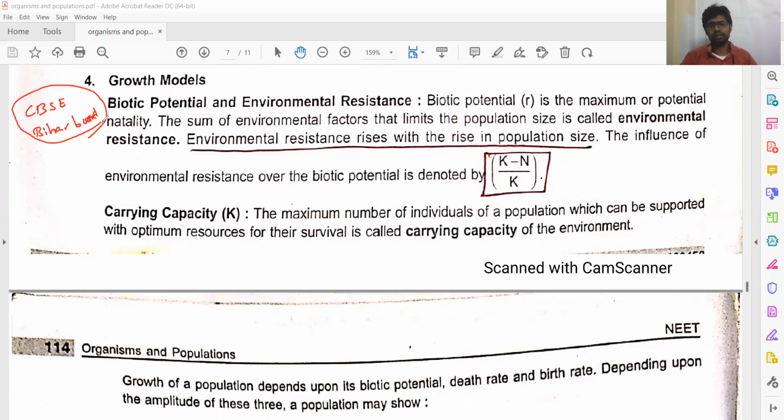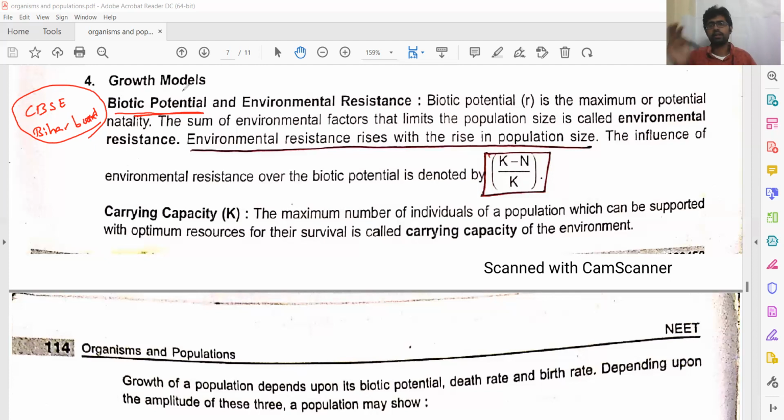What a growth model says is that the first thing is biotic potential. Let me introduce you to a new term, biotic potential. What do you mean by biotic potential? Biotic potential means the maximum potential of an organism to give rise to new offspring. For example, if you are set free to reproduce, how much can you reproduce when there is no limit? What I mean by no limit is that there is no resistance.